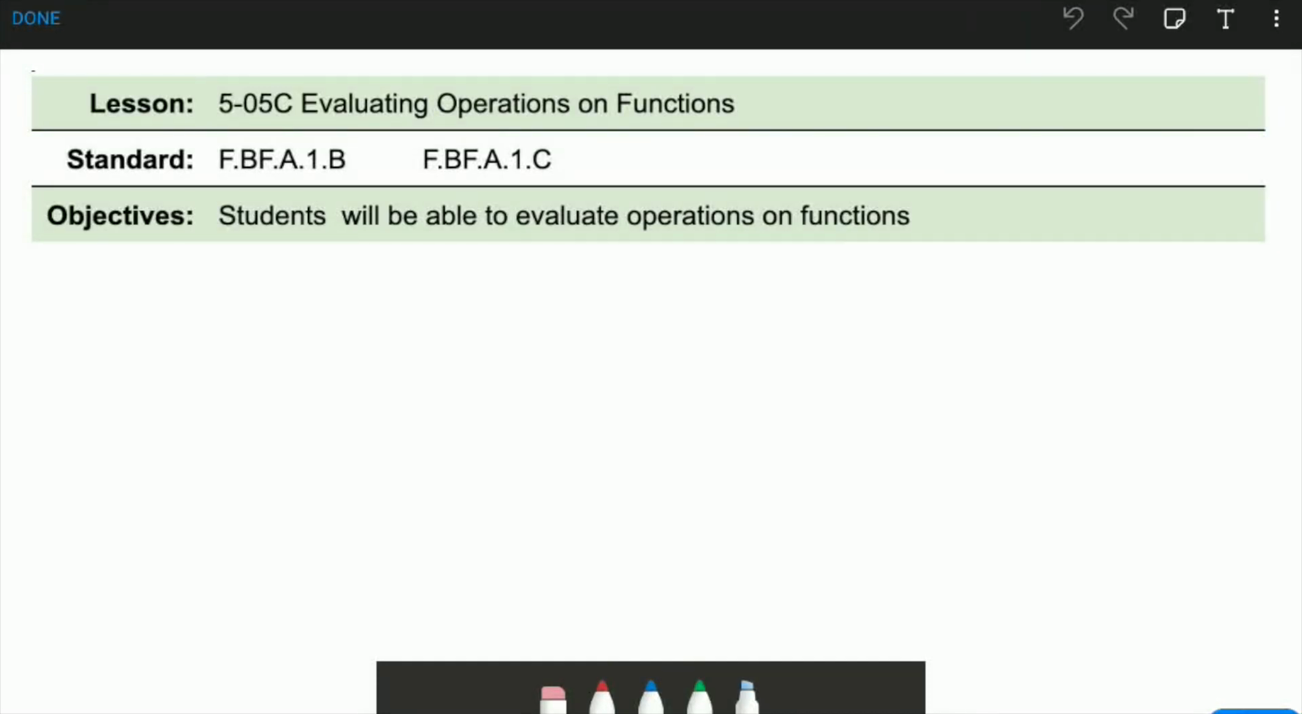So in this video, we're going to be talking about operations on functions, but we're specifically going to be talking about the evaluating portion of the operations. So if we were to do f plus g of 4, there's two main methods that we can approach this at, and we'll take a look at both of those main methods in the video.